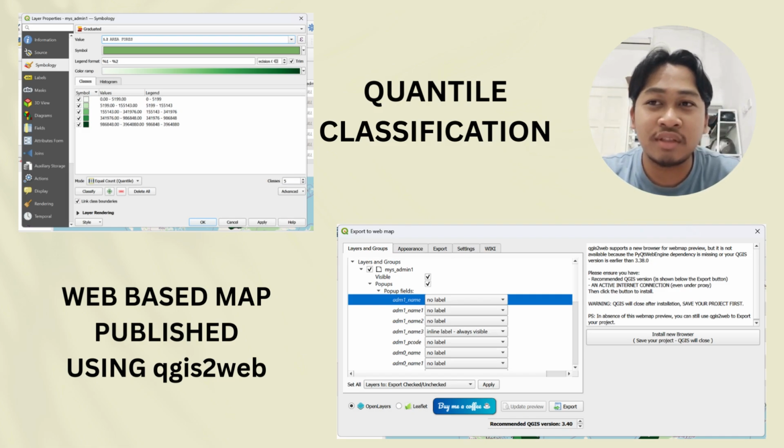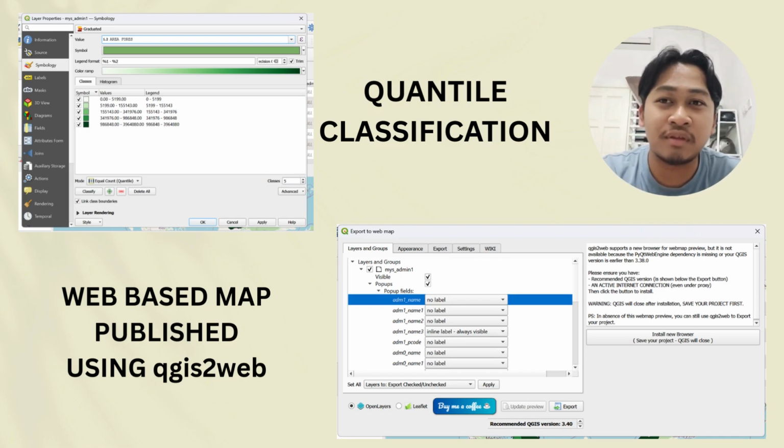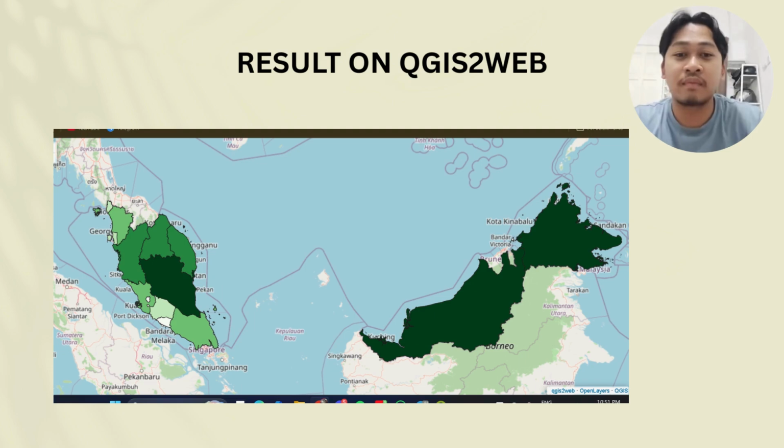Lastly, we use the QGIS to Web plugin to publish the web-based map. And here is the result shown in QGIS to Web.